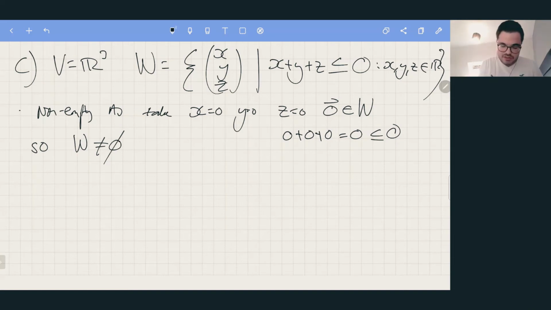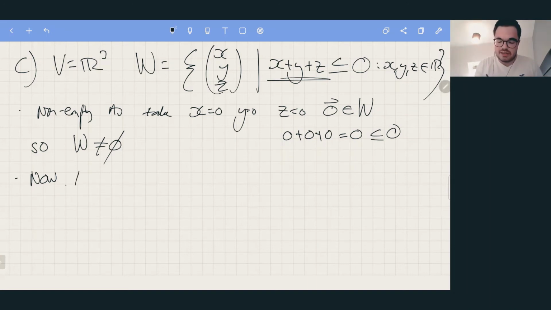So far, so good. Now, let's try scalar multiplication again. Because of this criteria here that x plus y plus z has got to be less than or equal to 0, we're thinking that if we take a negative scalar, for example, say take -1, then maybe this criteria will fail. Maybe negative x plus negative y plus negative z will not be less than or equal to 0. So let's just see if we can check that.